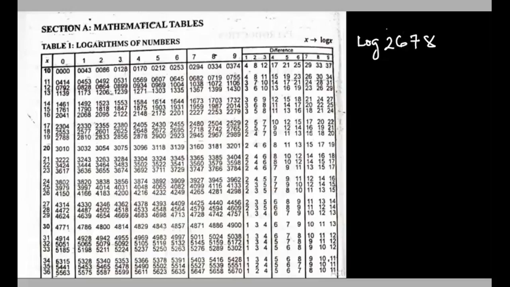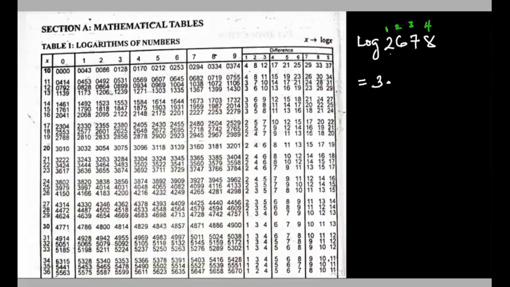How many digits? It has 1 here. It has 2. It has 3. And it has 4. So, this number 2678 has 4 digits as the whole number. And as we know, to get the characteristics, you just do a minus 1. So since it has 4 digits, just do a minus 1. So I'll have 4 minus 1 is 3 point. Yes. Now the next thing you should do is to check on your log table.